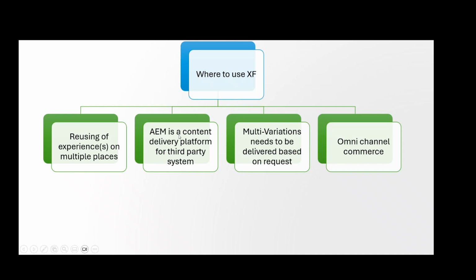Another case could be where AEM is treated as a delivery platform and supplying data to external systems. In that case, we can supply the content or whatever experience fragment data we have to the external system. The third case could be where we can share different variations based on the request. For example, you have a single content page, but different personas are accessing the content, and based on those personas, we want to show different experiences. In that case also, you can leverage experience fragment because we can create variations in the experience fragment.